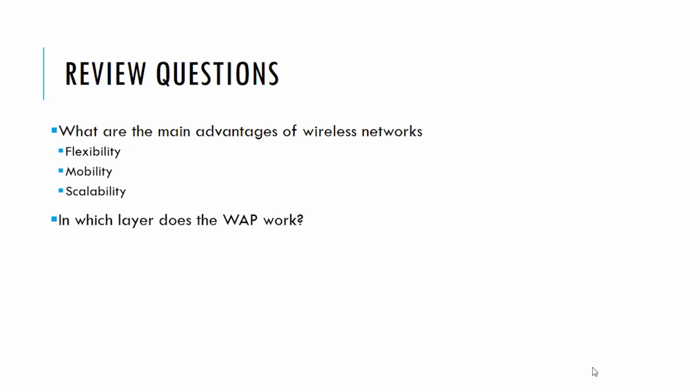In which layer does the WAP work? The WAP is the wireless access point. It works in layer 2, the data link layer. It works in both layers, the physical and the data link, but it is a layer 2 device.